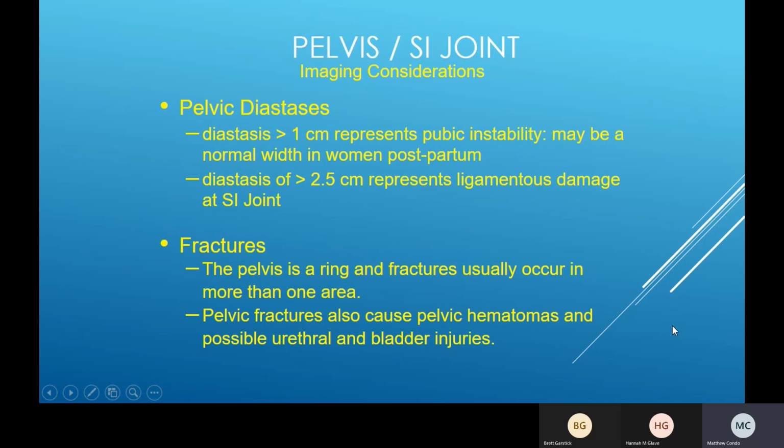Then what I could see is not necessarily only pubic symphysis problems, but I may see ligamentous damage at the SI joint as well. Because remember, it all operates, the pelvis that is, all operates in one big ring.